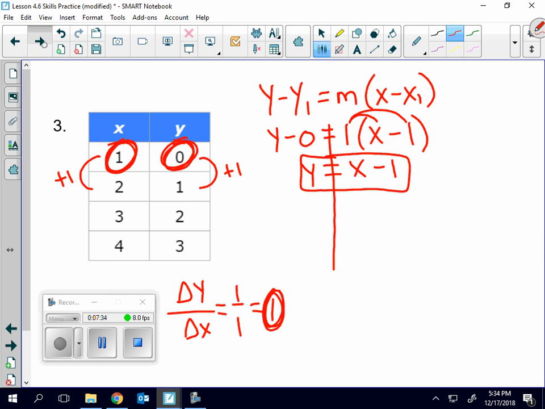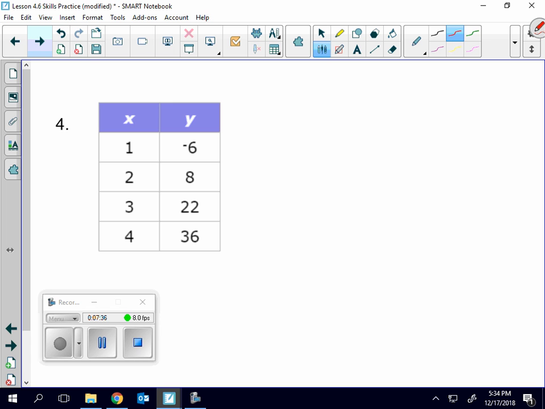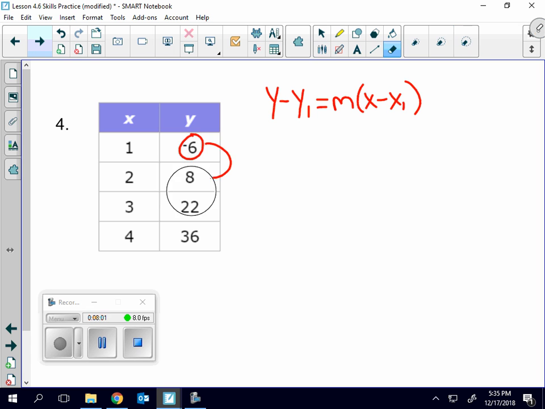Let's do another one. So we have y minus y1 equals m times x minus x1. All right. So we're going to find the slope first. Now listen, if you have a negative here, and you're confused on how to get from negative 6 to positive 8, then just find the slope somewhere else. Find the slope between these 2 points. It doesn't matter. It's going to be the same thing.